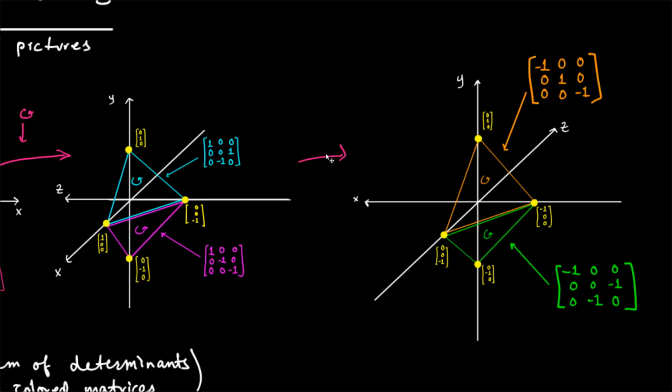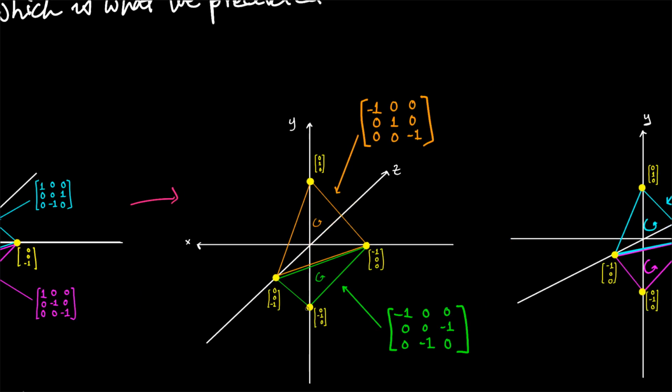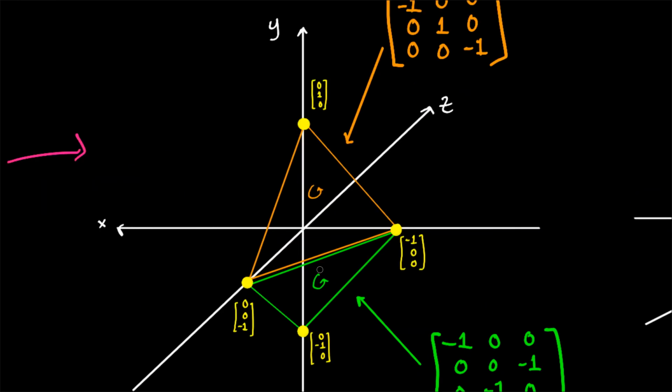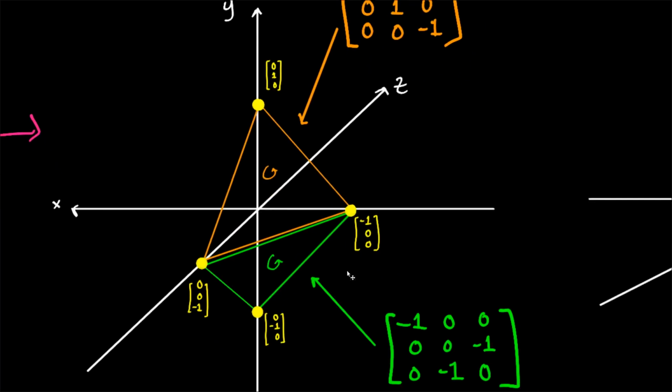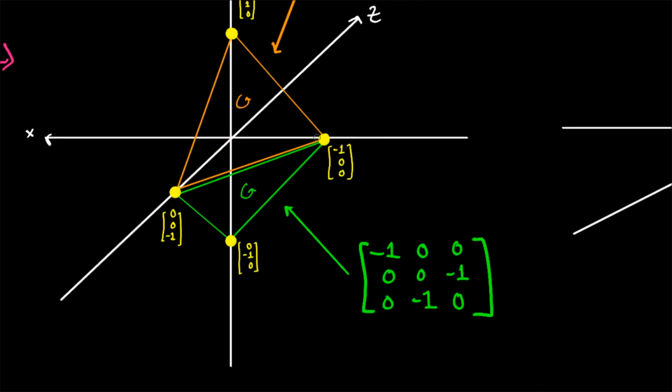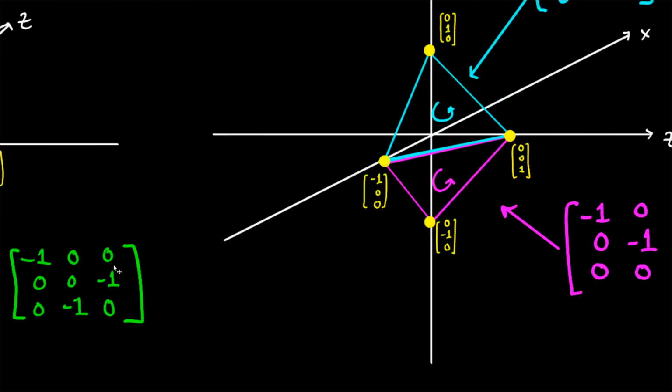So you see what I did? I've just moved this x and z to x and z. Okay. And then you can reconstruct what these points are. Minus 1, 0, 0 to 0, 1, 0, down to 0, 0, minus 1. This green matrix is minus 1, 0, 0, over to 0, 0, minus 1, down to 0, minus 1, 0.